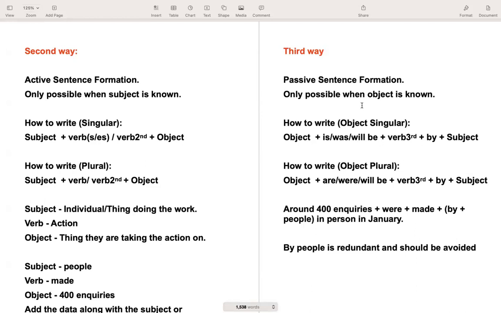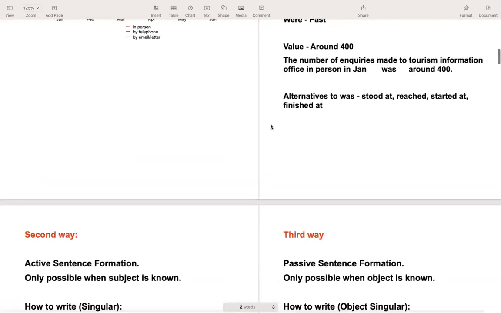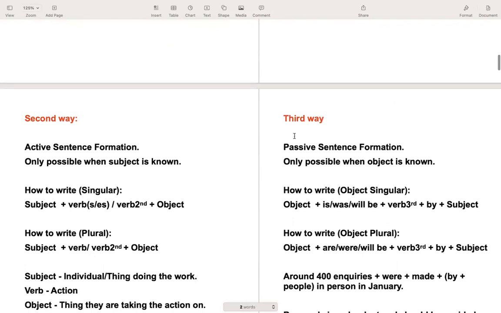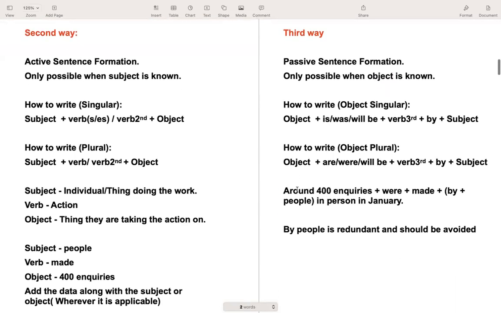For making this sentence, you need to know the object. Now that seems very trivial, but sometimes you don't know the object. You have to think. So don't jump into it. You will always be able to make the first sentence. You will not always be able to make the second and the third sentence. Second sentence you can only make when the subject is known. Third sentence you can only make when the object is known. So be careful here. So I write the sentence, object is around 400 inquiries.